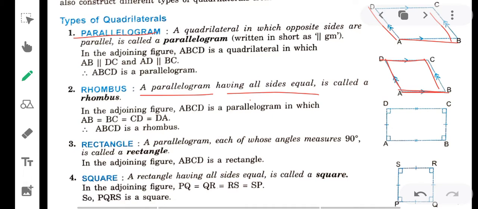Then rectangle. A parallelogram each of whose angles measures 90 degrees is called a rectangle. So a rectangle is a parallelogram, that means opposite sides are parallel and each angle is 90 degrees, that means angle A, angle B, angle C and angle D are all 90 degrees. Then square: a rectangle having all sides equal is called a square.